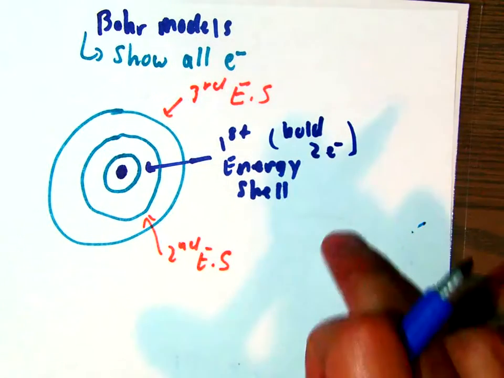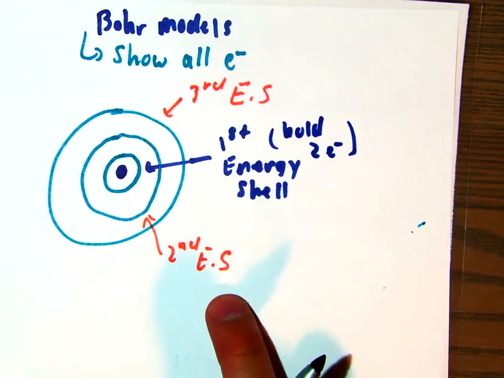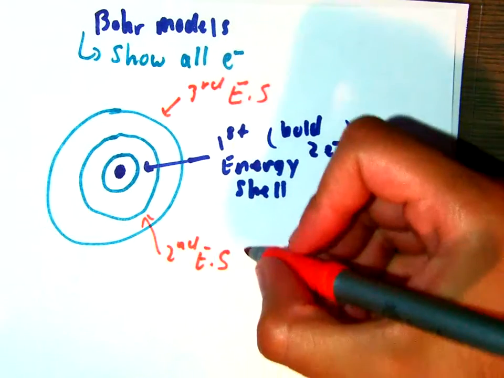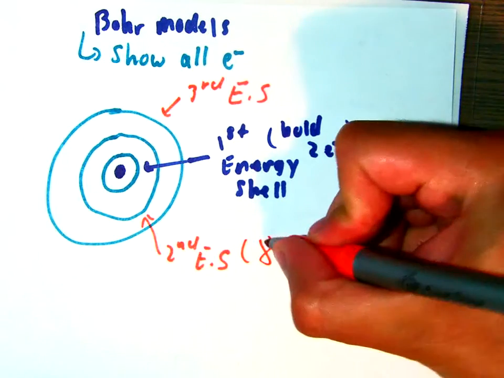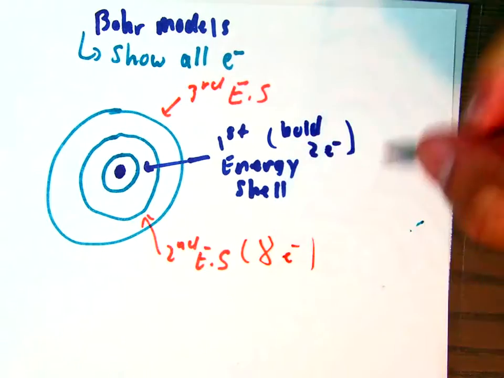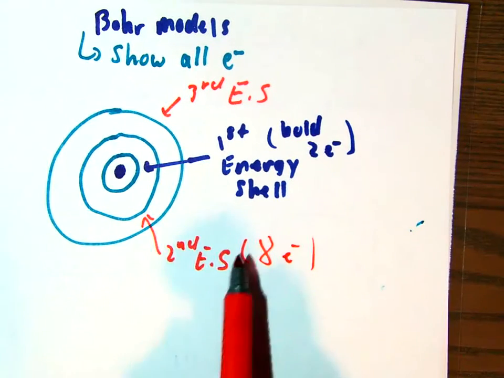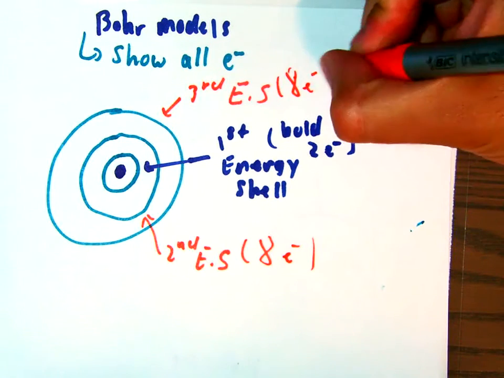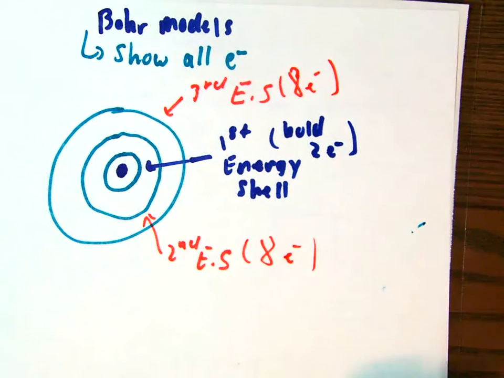After this shell, so for example, my second energy level is going to hold 8 electrons. After that, it's considered full. After the second one, all of them hold 8. So this would hold 8. My fourth energy level would hold 8. My fifth energy level would hold 8, according to this model that we have here.